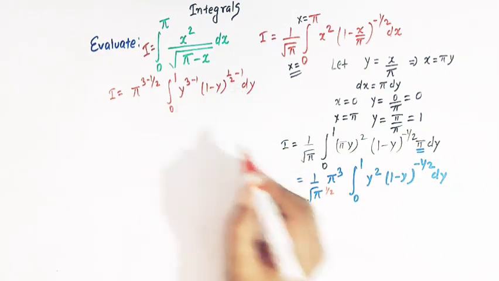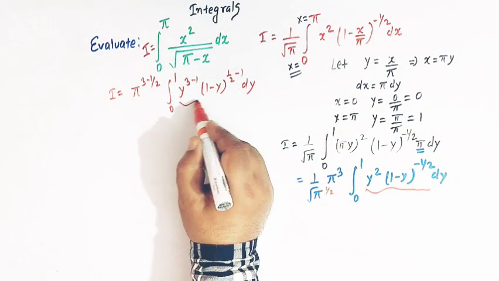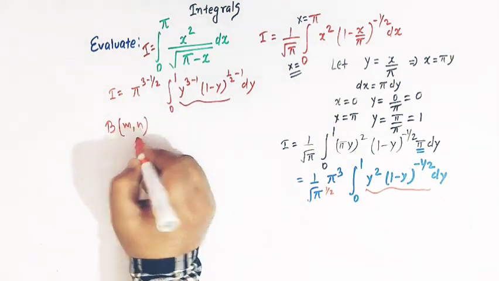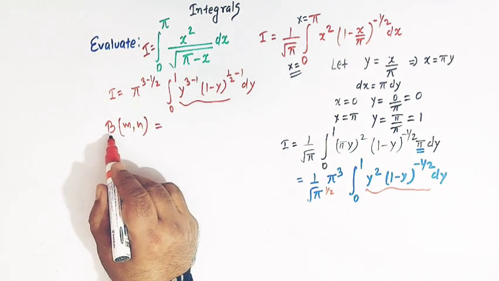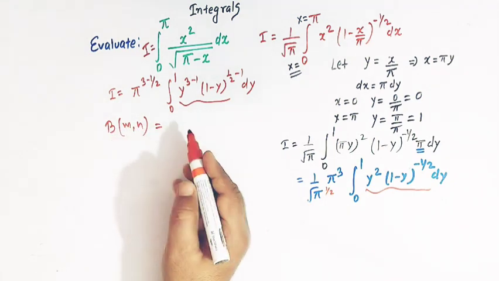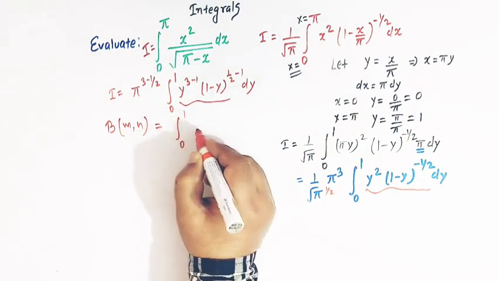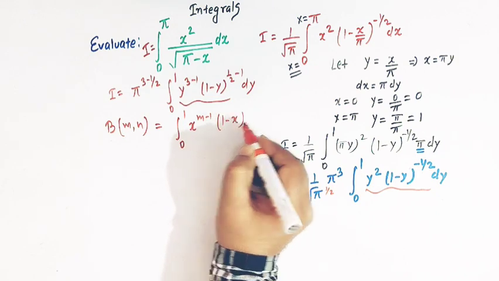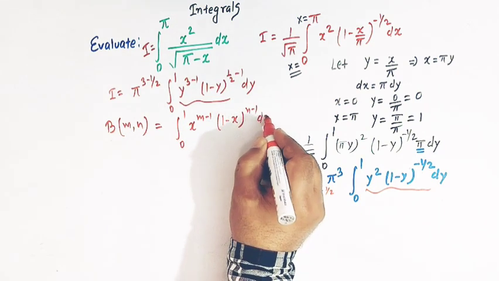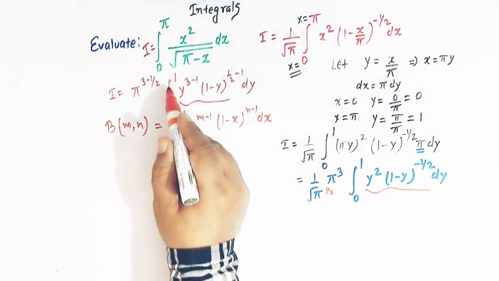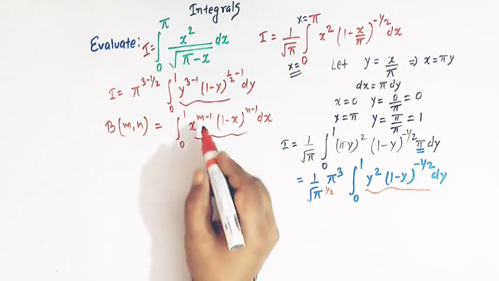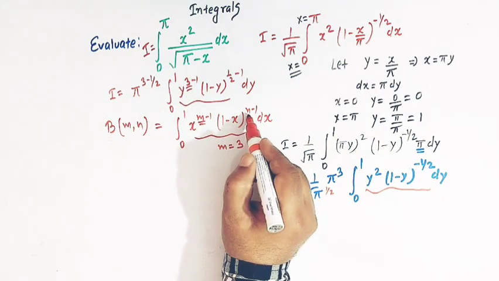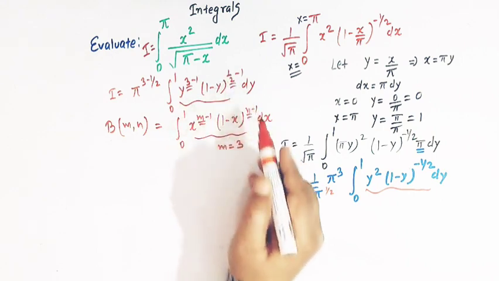So we have written this integral in this form because we are going to use the definition of the beta function, right? The beta function is defined as beta(m, n) equals the integral from 0 to 1 of x raised to m minus 1 times (1 minus x) raised to n minus 1 dx, right? If we compare this integral with this one, then we see that the value of m is equal to 3 and the value of n is equal to half, right?